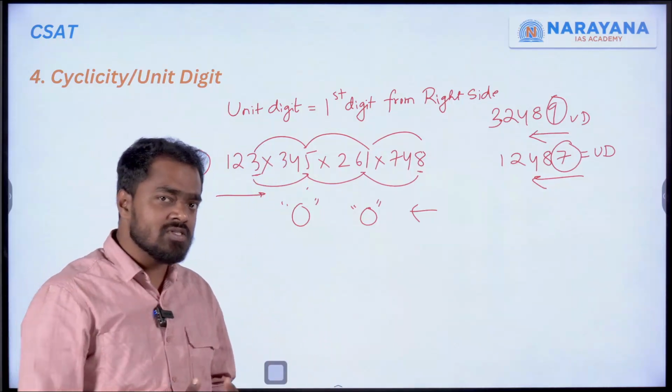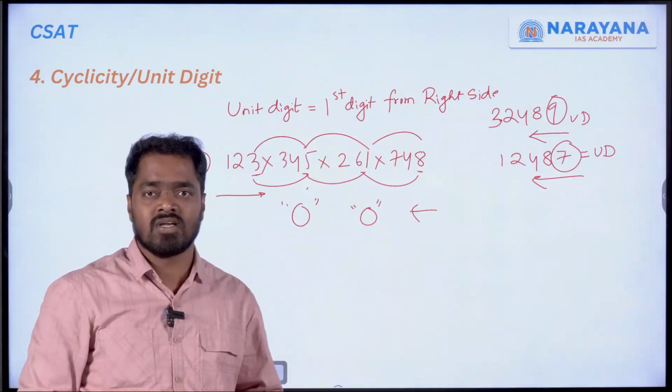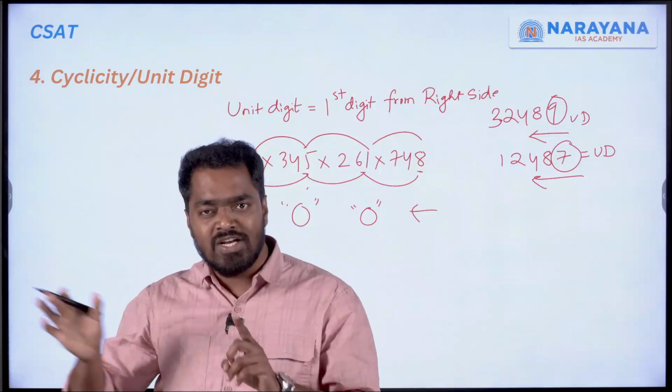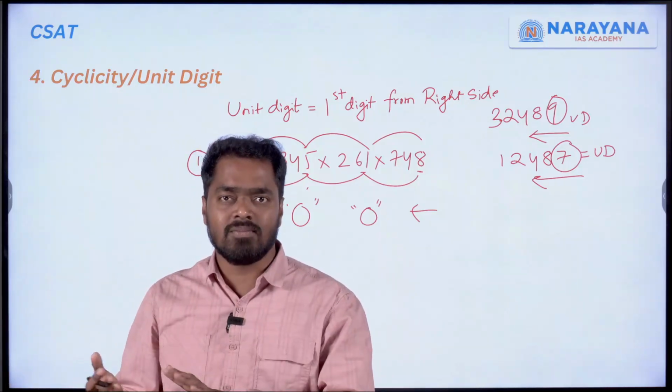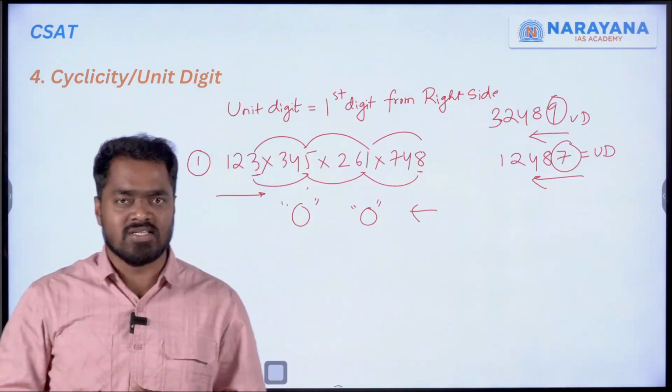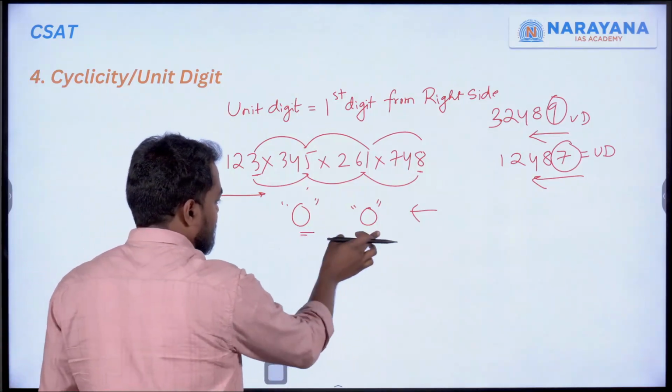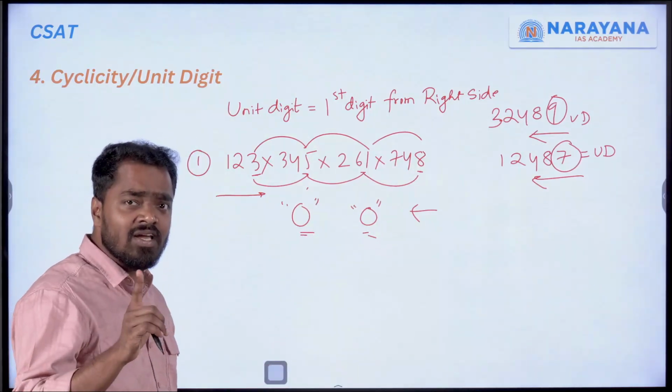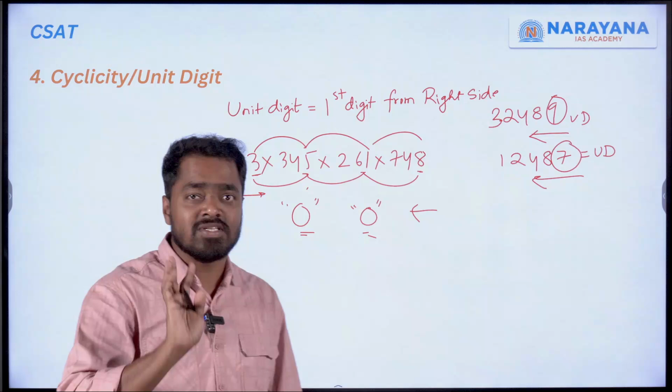So what is the process for solving these kind of questions? Take all the unit digits of the individual numbers, multiply them, every single time take their unit digits. You will get the ultimate unit digit. So these are the first kind of questions from this subtopic.